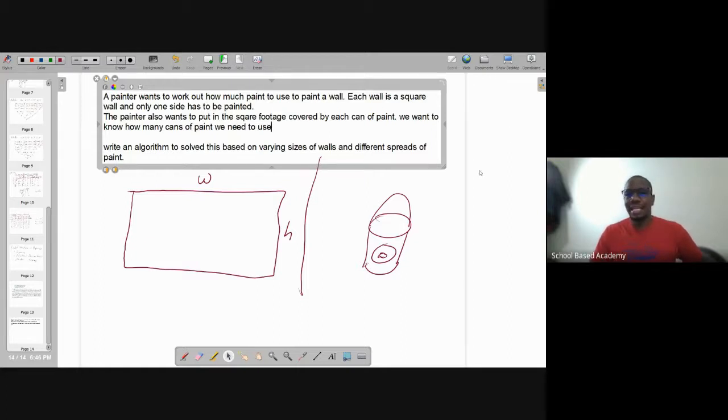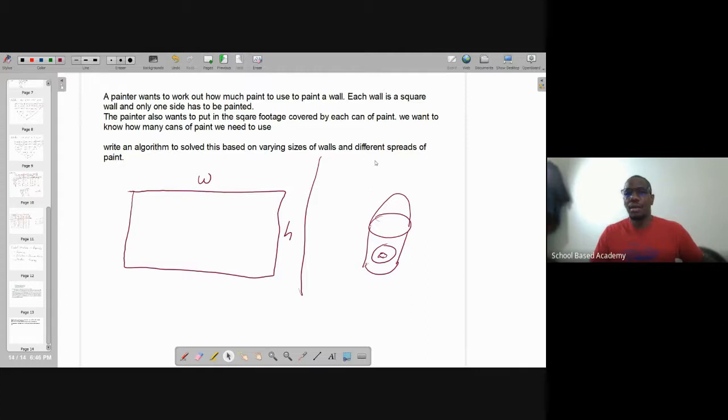Let's start thinking this through. If we know that one can, let's just say for instance, in this instance, one can of paint will give us 23 square feet.